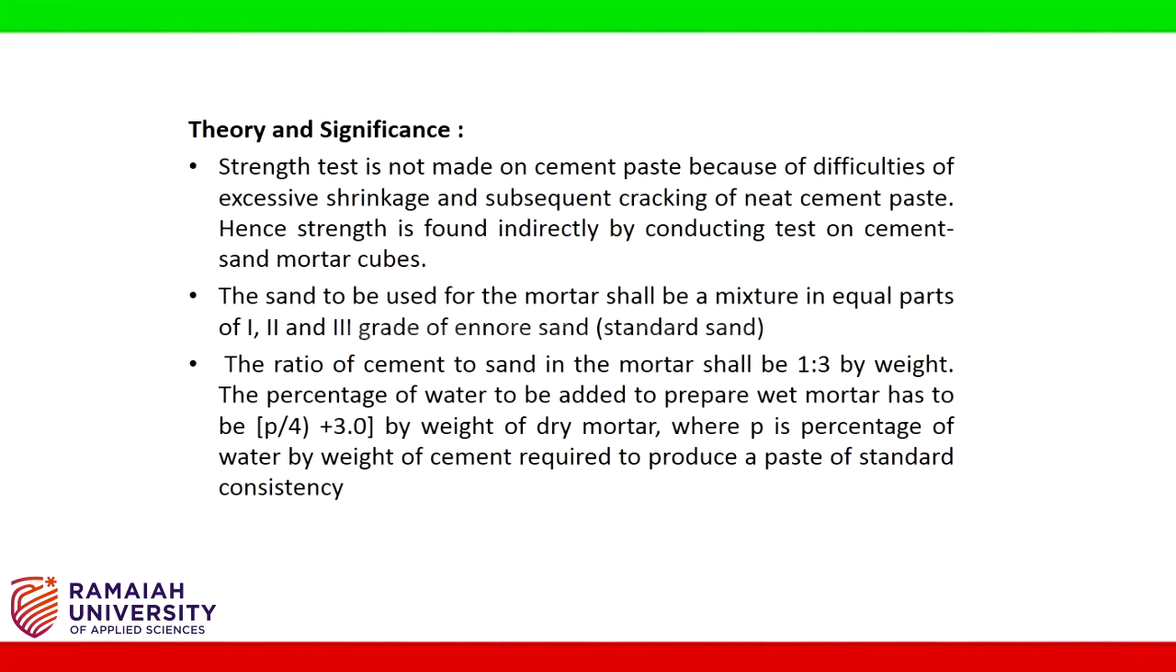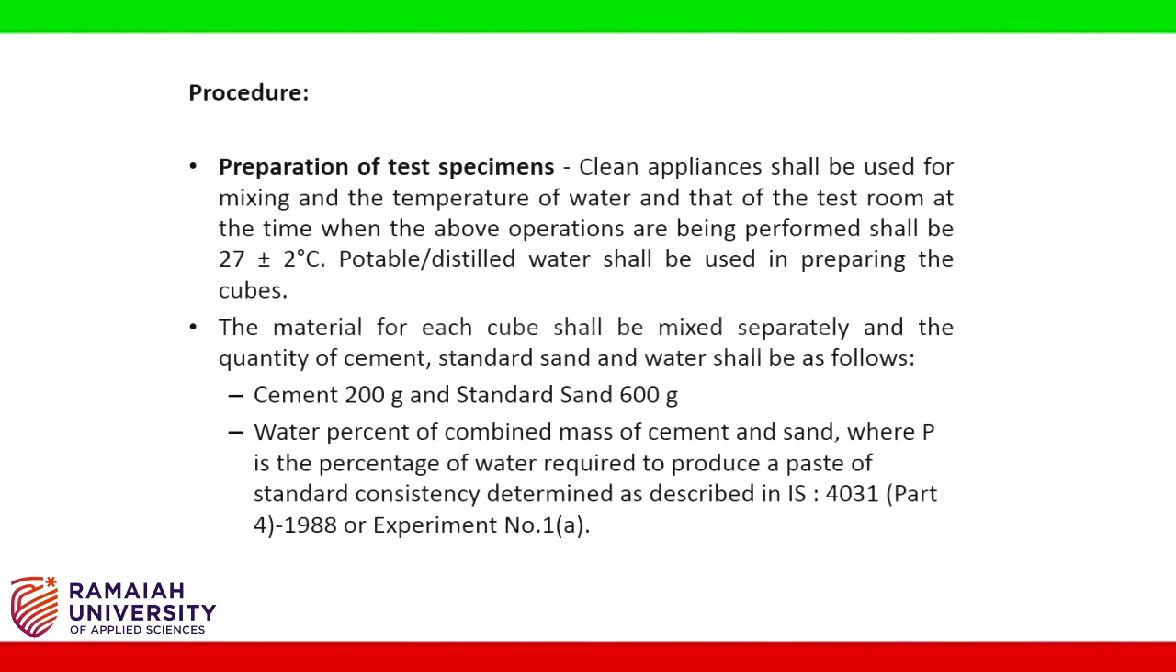The percentage of water to be added to prepare wet mortar has to be P by 4 plus 3 by weight of dry mortar, where P is the percentage of water by weight of cement required to produce a paste of standard consistency. Procedure: preparation of test specimens. Clean appliances shall be used for mixing, and the temperature of water and that of the test room at the time when the above operations are being performed shall be 27 plus or minus 2 degrees Celsius. Potable or distilled water shall be used in preparing the cubes.